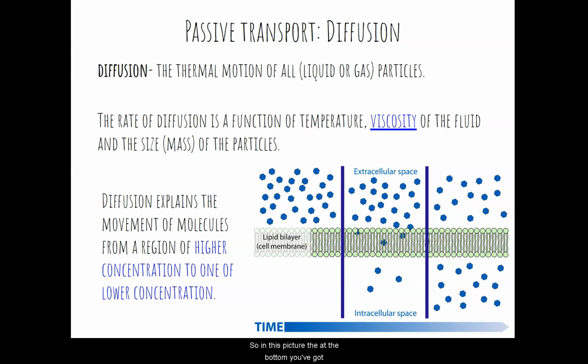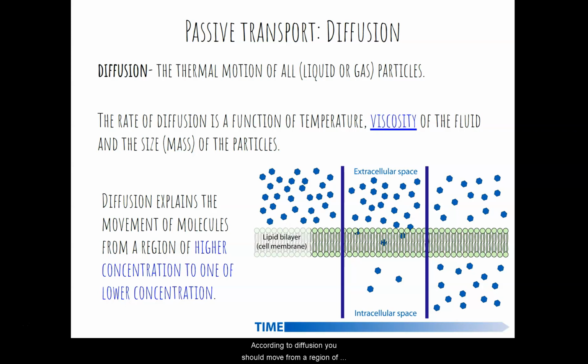So in this picture at the bottom, you've got a lipid bilayer that's got lots of a molecule on one side of it, the extracellular space, and very few molecules inside the membrane in the intracellular space.